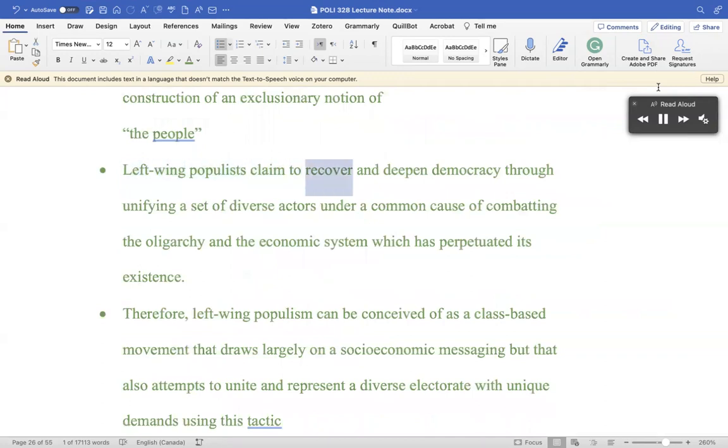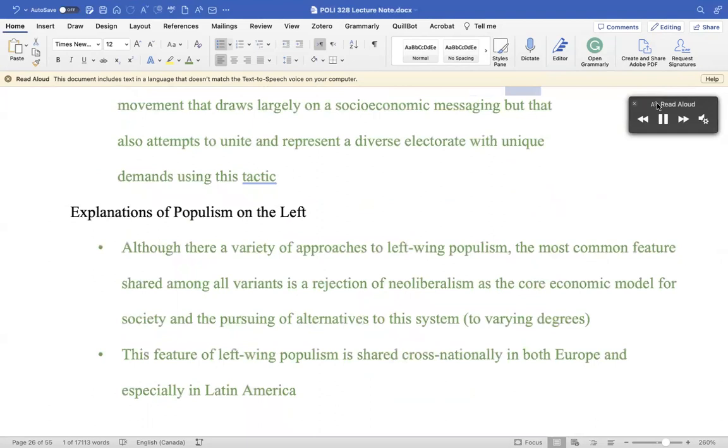Left-wing populists claim to recover and deepen democracy through unifying a set of diverse actors under a common cause of combating the oligarchy and the economic system which has perpetuated its existence. Therefore, left-wing populism can be conceived of as a class-based movement that draws largely on a socio-economic messaging but that also attempts to unite and represent a diverse electorate with unique demands. Using this tactic.